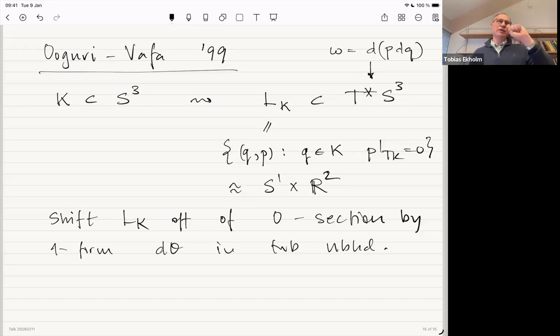So every knot has a tubular neighborhood. It's S1 times D2. And in this one, we have the one-form d theta, and we can just shift the Lagrangian along d theta. It stays Lagrangian, becomes what's called non-exact Lagrangian. So it has some kind of flux. The integral of this p dq form around the central S1 is no longer zero, it's something. So we shift it off, and then we perform the conifold transition. So I'll tell you about the conifold transition.